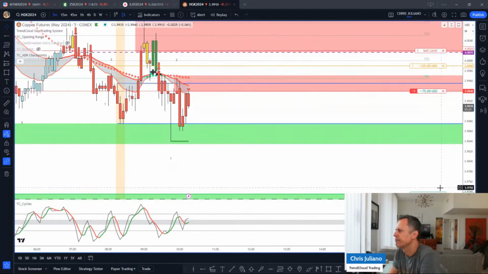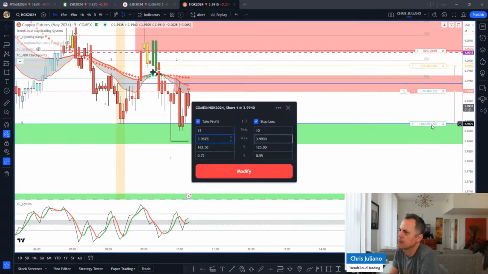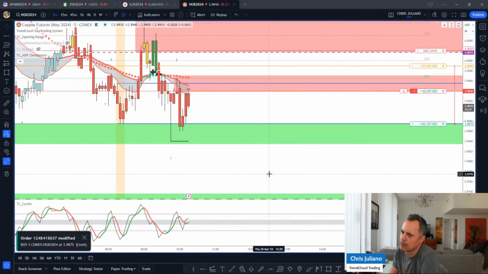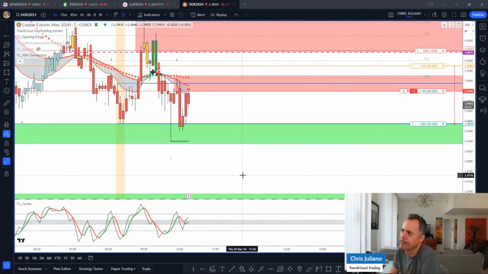I'm wondering, now that it's getting later in the day, how many times do you think we'll end up taking this and getting another shot? Very difficult decision. We really want to see that break of structure there.